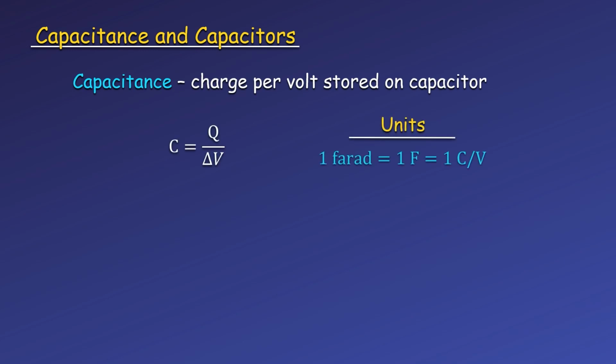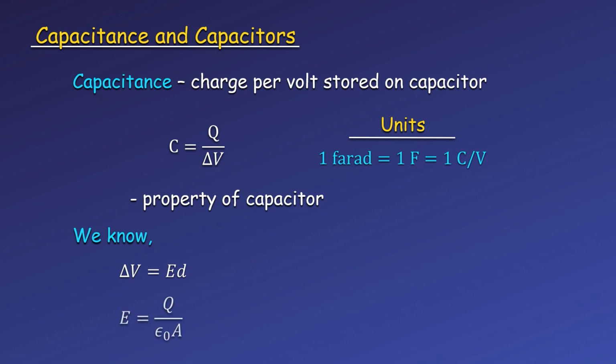The unit of capacitance is a farad, named after Michael Faraday, and 1 farad is equal to 1 coulomb per volt. The capacitance is a property of the physical capacitor, and we can show this. We know the potential difference, or voltage across the whole capacitor, is the electric field times the plate separation D. We have also found the electric field inside a capacitor using our result for the electric field of an infinite plane of charge. Combining these, we get this equation for the charge on a capacitor.